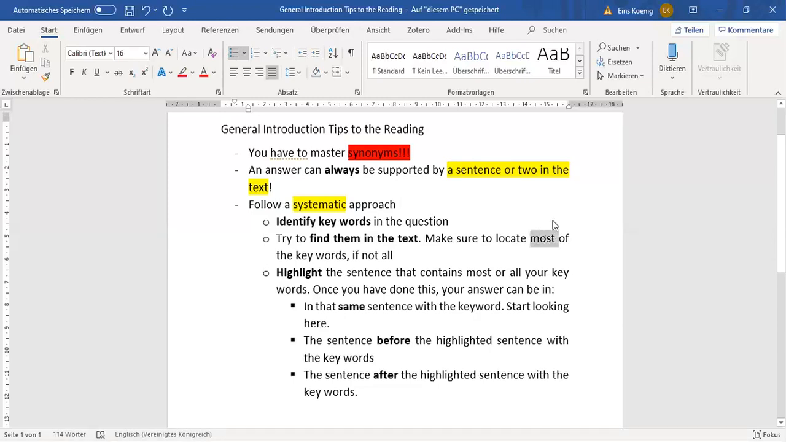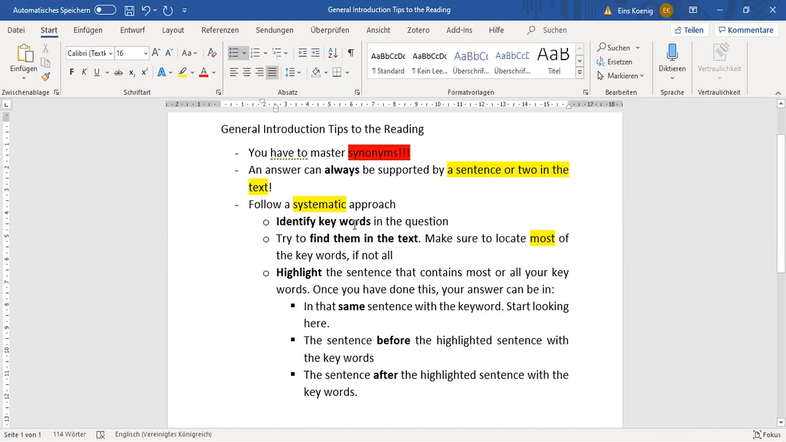Do not select a portion of a text as your supporting sentence if you see only one keyword or two. You really need to get most of the keywords that you highlight in the question. That would also, of course, mean you know what to highlight as a keyword. Try and highlight as many words that are specific to the question as possible, and we will see what keywords are and what words are not keywords. The third thing is then you highlight the sentence that contains most or all your keywords.